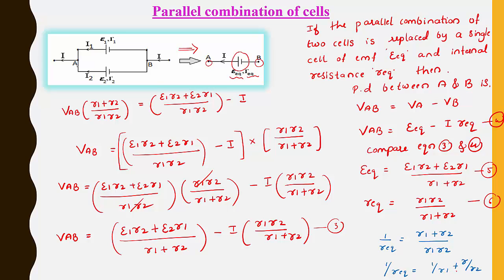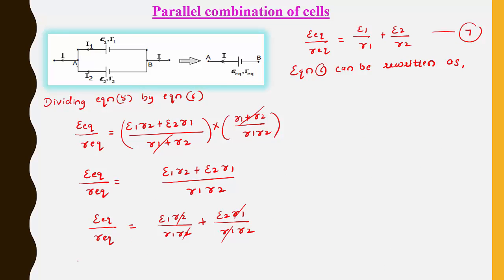Observe here, what is the LCM? R1 R2. So we will get the same equation, right? The same step I am going to write here. Equation 6 can be rewritten as 1 by R_EQ is equal to 1 by R1 plus 1 by R2. Let us take it as equation number 8. Is it clear how to write the final equation? E equivalent over R equivalent is equal to E1 by R1 plus E2 by R2. This is for two cells.